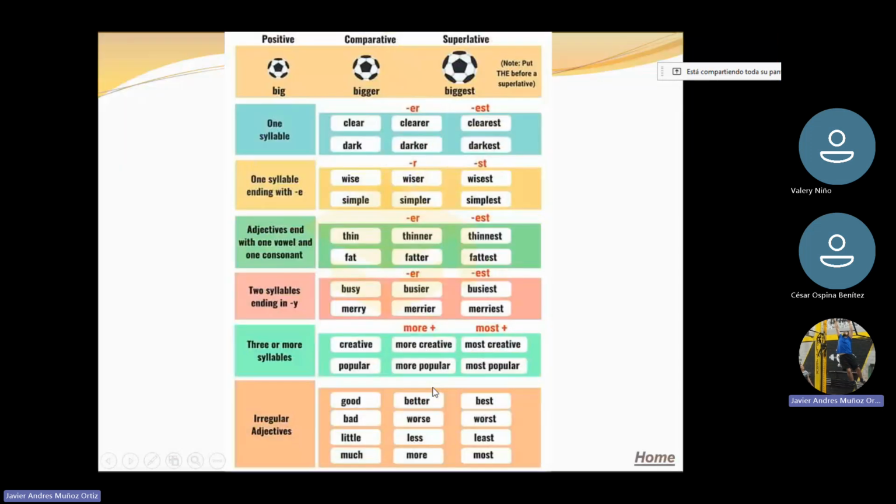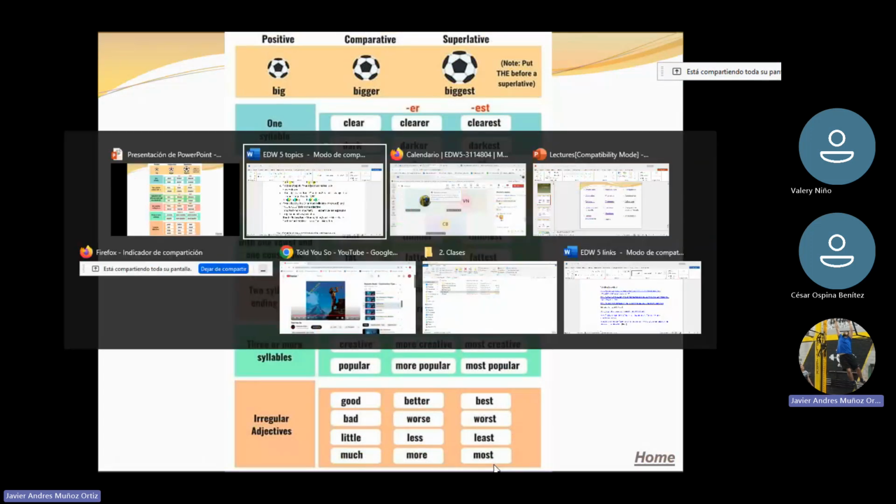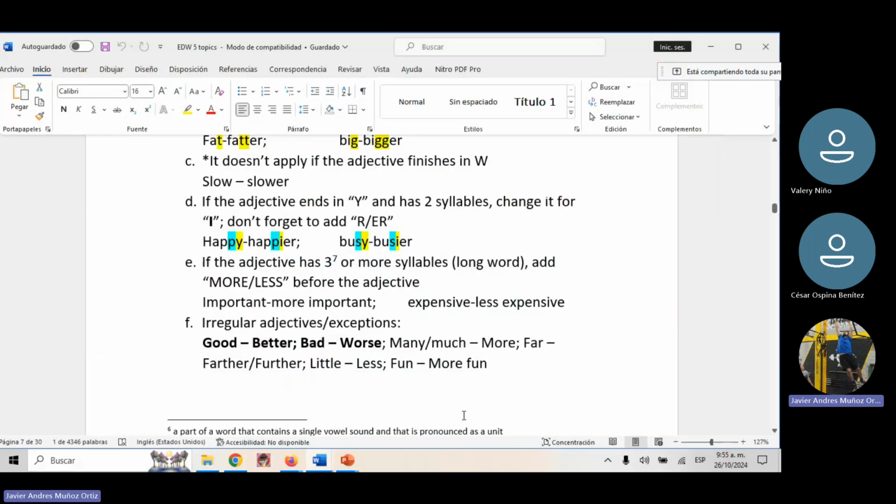Here are some exceptions. Good, better, the best, bad, worse, the worst, little, pequeño, poco, depends on the context, less, the least. For example, Stuart Little, I don't know if you remember the movie of this little mouse. Little, less, the least, much, more, the most. These are the most common exceptions, not the only ones that exist, but the most important. ¿Vale? There are more, but these are the most important.